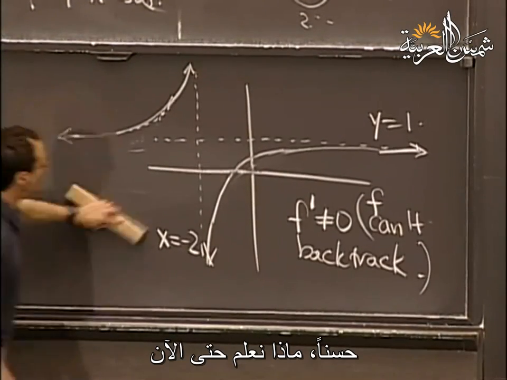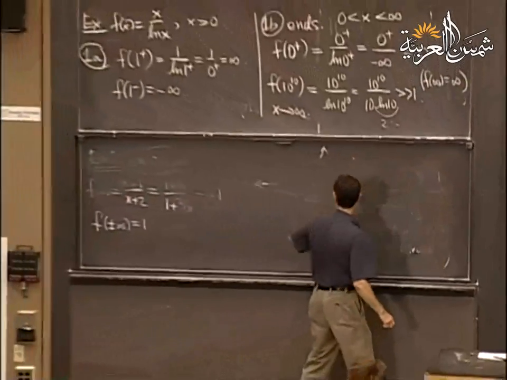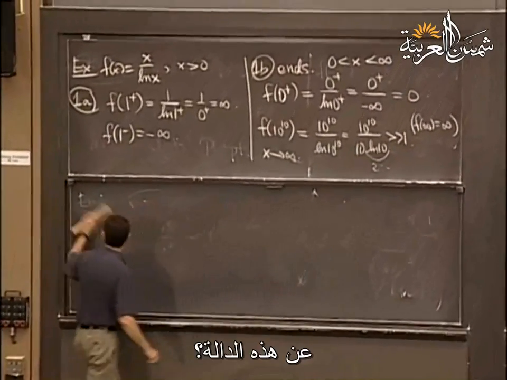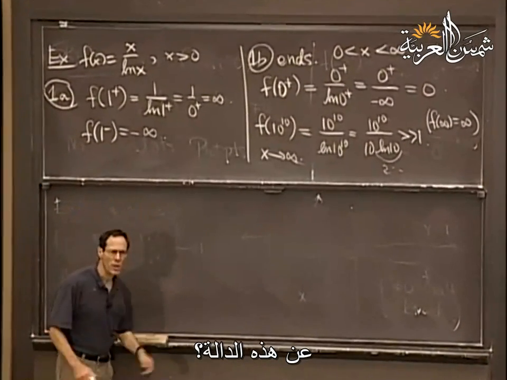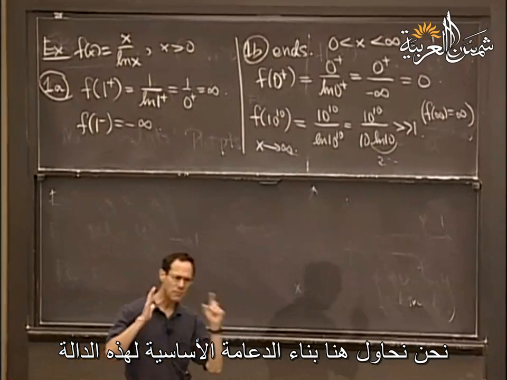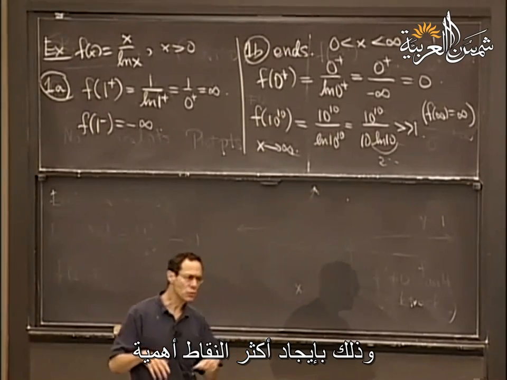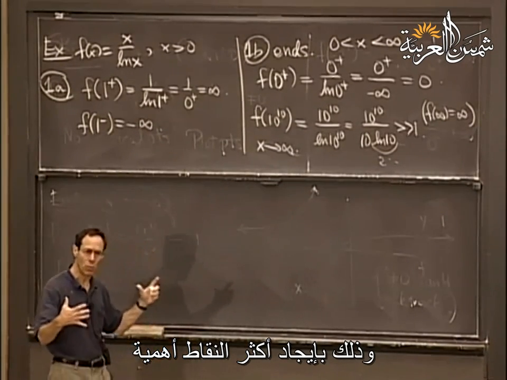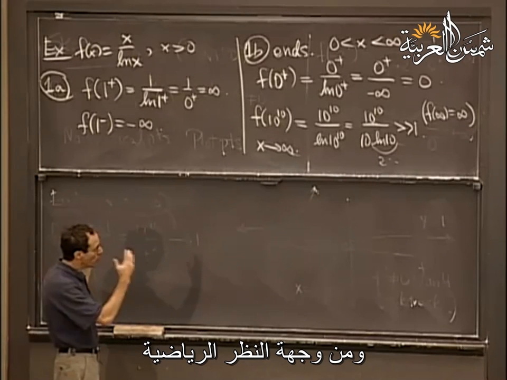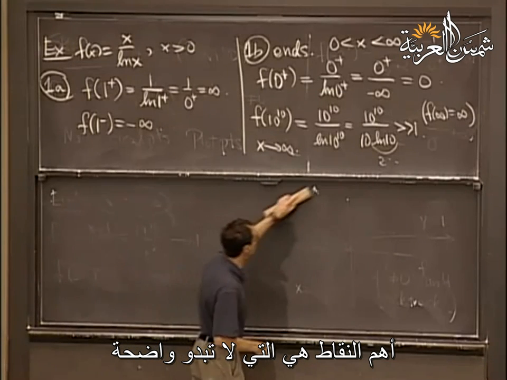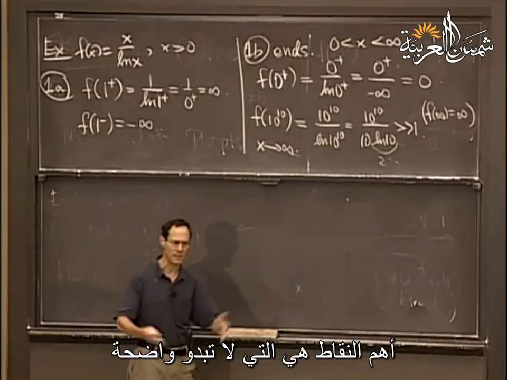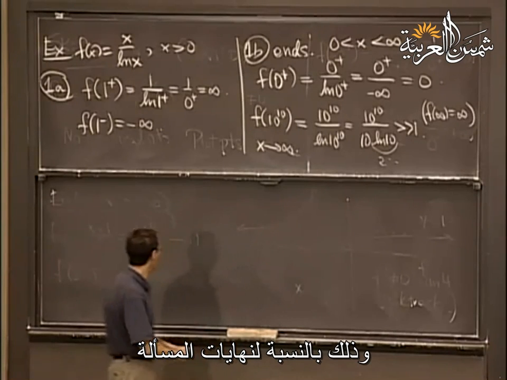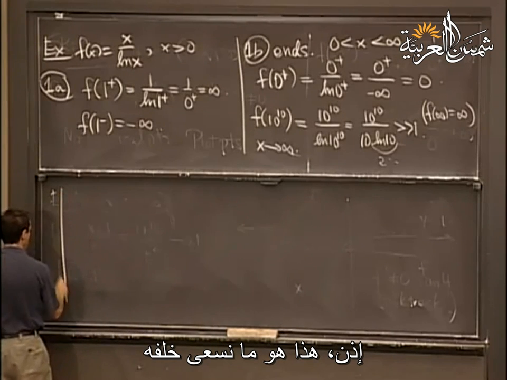Okay, so what do we have so far for our function? We're just trying to build the scaffolding of the function, and we're doing it by taking the most important points. From a mathematician's point of view, the most important points are the ones which are sort of infinitely obvious, or the ends of the problem. So that's where we're heading here.